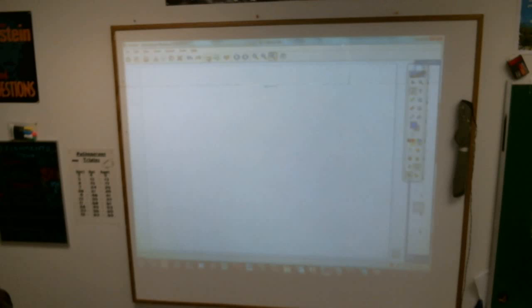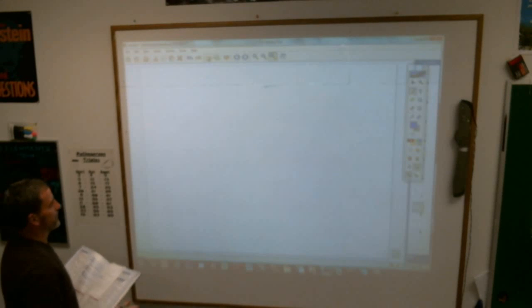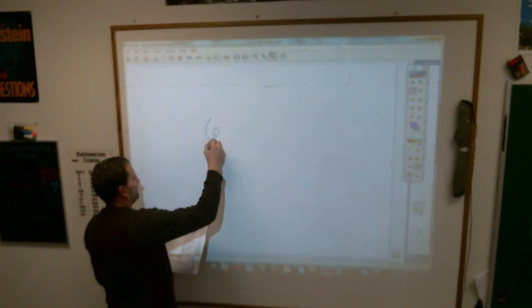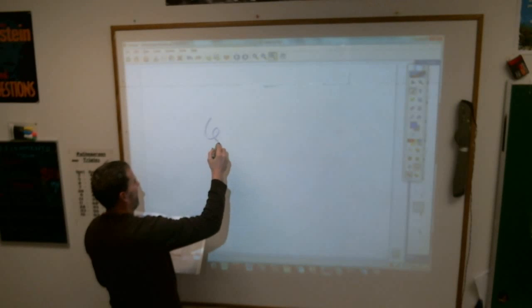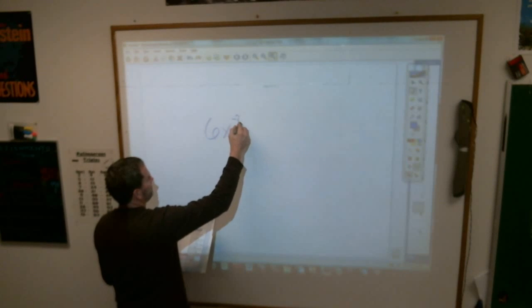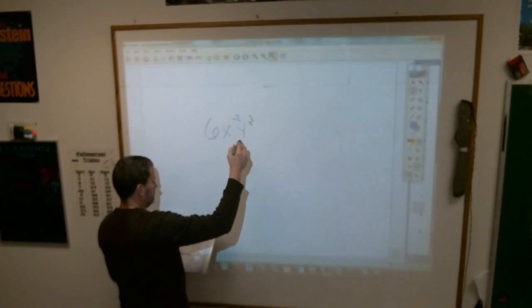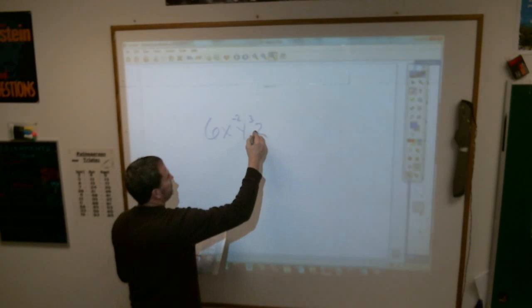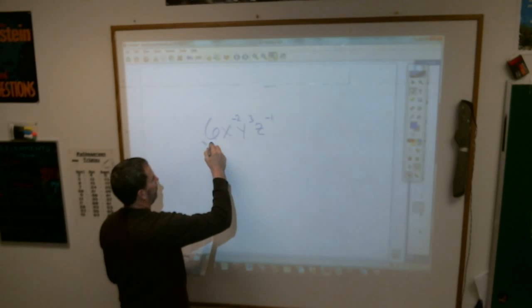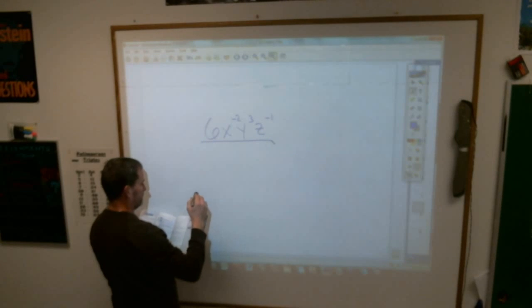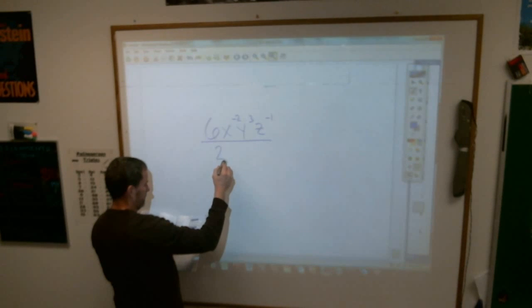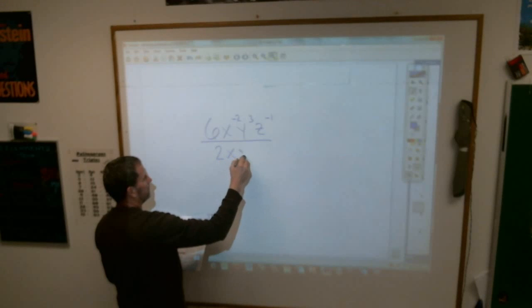Another one, because I can tell you're getting incredibly excited about all this stuff here. Now you're ready for some of the more difficult ones. Check this one out. 6 x to the negative 2 y to the third z to the negative 1 over, this is where things get all goofy, 2 x y.